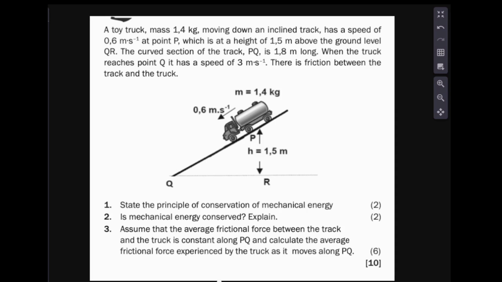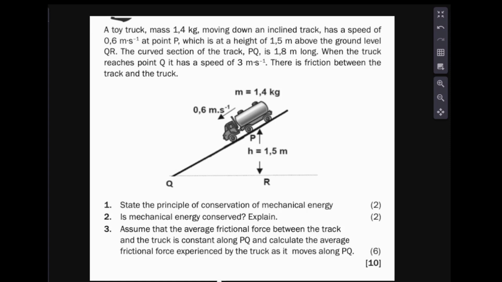Okay. Now we go to the third question. Let's assume that the average frictional force between the track and the truck is constant along P and Q. Calculate the average frictional force experienced by the truck. Okay.